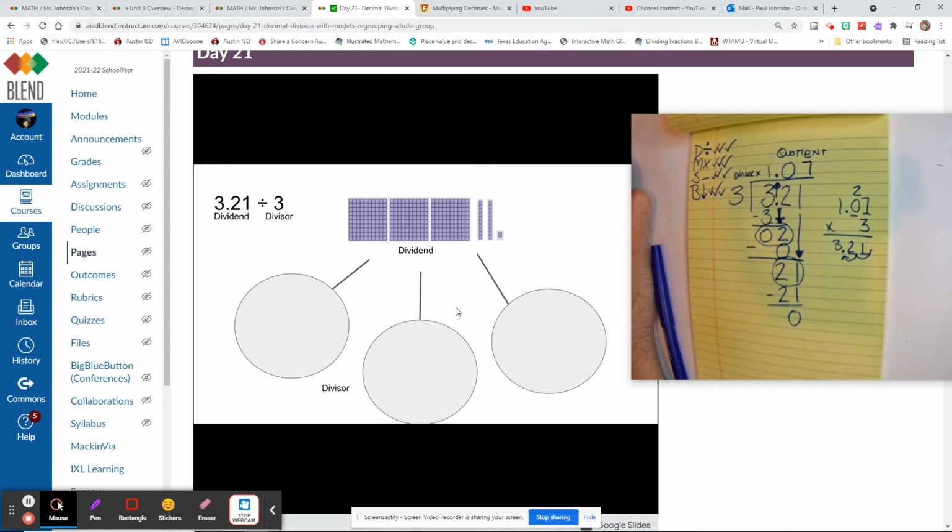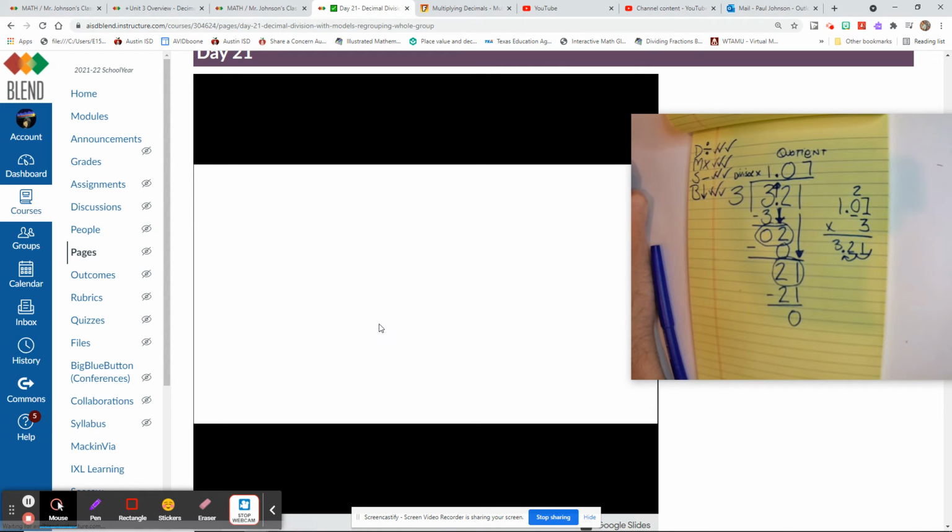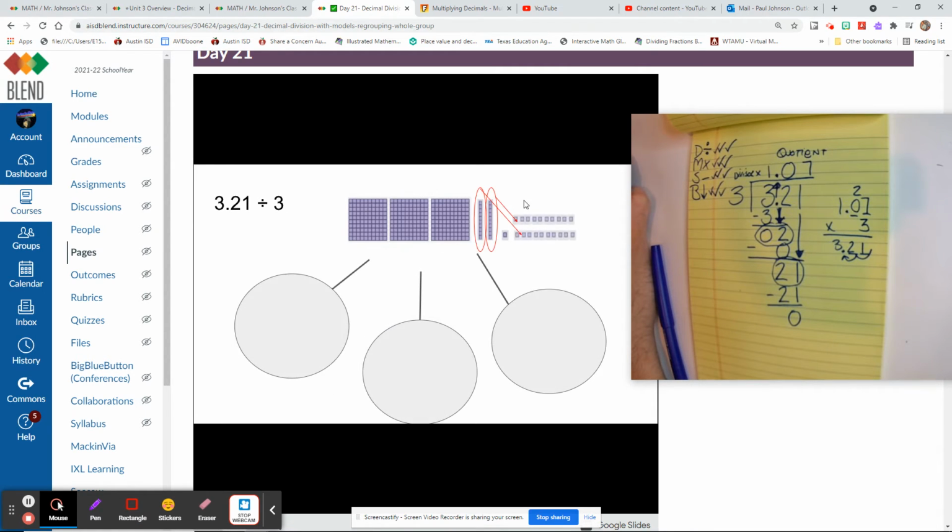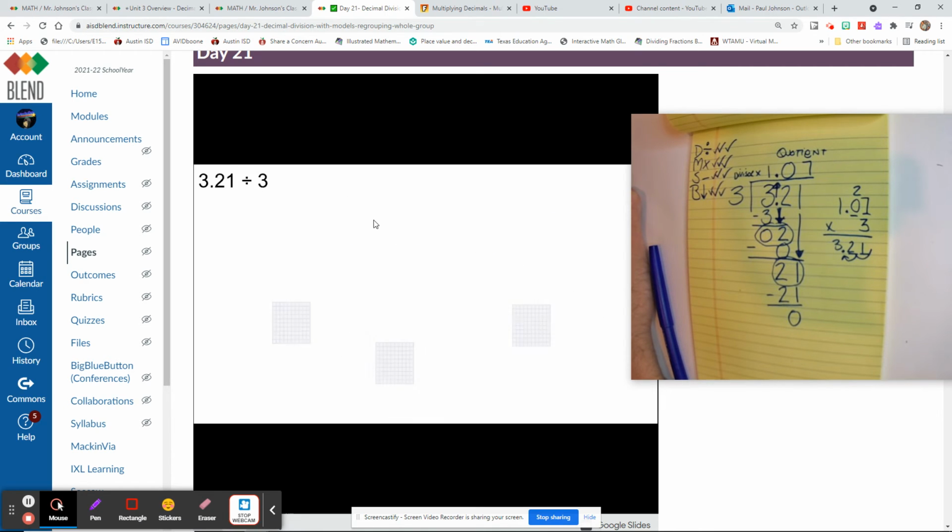So the dividend is the number we're splitting up. The divisor is the amount of groups we're splitting it into. So what they did is they broke apart our tenths and turned them into 20 hundredths. 2 tenths turned into 20 hundredths. 21 hundredths, including the 1 hundredth that we originally had in the 3 and 21 hundredths. Obviously, it says right here, it's 21 hundredths. So even though we started with 2 tenths, if you just look at the hundredths, we have 21 of them.